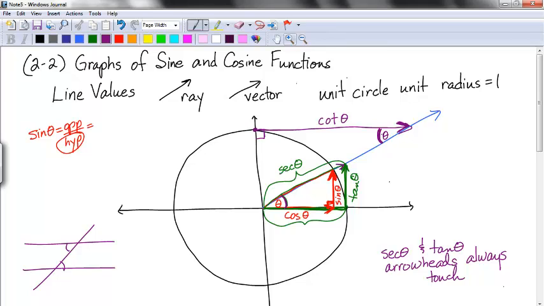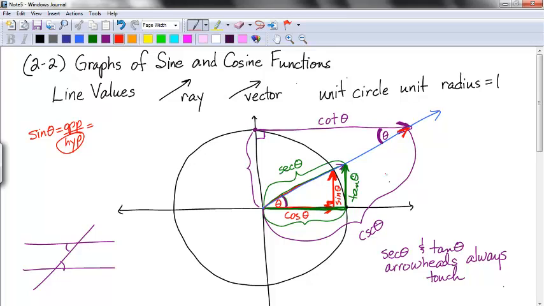In terms of that same angle, this theta, this would be the hypotenuse over the opposite. What's hypotenuse over opposite? Cosecant. So this is cosecant of theta. And you need another arrowhead here.